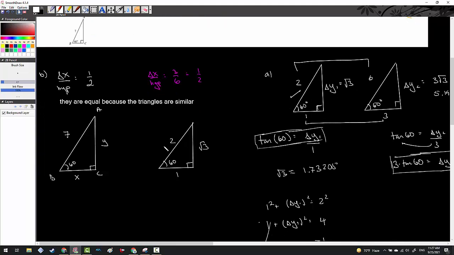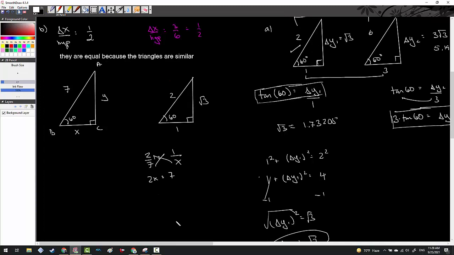So what is my scale factor? I have to multiply 2 by something to get 7. So I can say 2 over 7 is equal to 1 over x. I'm just comparing corresponding sides. So 2x is equal to 7, so x should equal 7 over 2, which means the length of BC is 7 over 2.